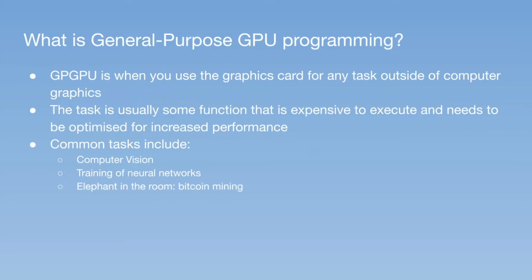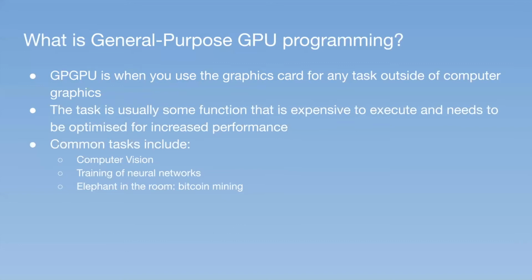So what is general purpose GPU programming? General purpose GPU programming is when you use the graphics card for any task that isn't graphics. And this is usually going to be some sort of function that's very expensive to execute, and for whatever reason in your application, you need to make it go fast. I've mentioned that the GPU is a special purpose piece of hardware, so only tasks which fit into that special purpose are well suited. These are mostly going to be tasks that are quite similar to graphics.